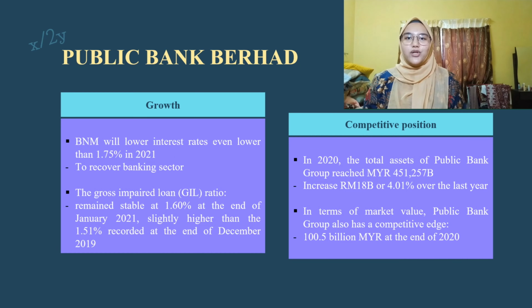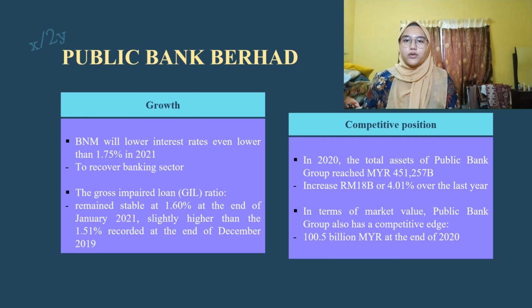Bank Negara Malaysia will lower the interest rate even lower than 1.75% in 2021. The main reason for it is that if the ringgit rises, they expect to see it next year, faster than the central bank wants. The gross impaired loan ratio in the banking system remains stable at 1.6% at the end of January 2021, slightly higher than the 1.51% recorded at the end of December 2019.